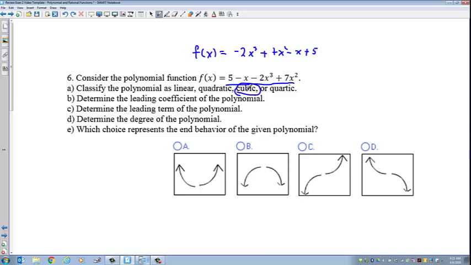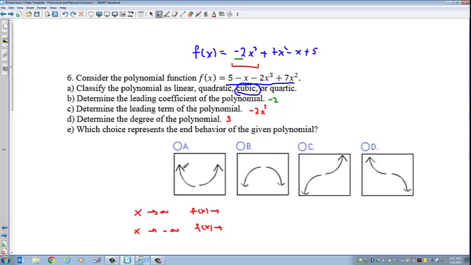It has degree 3. The leading coefficient, of course, is negative 2. The leading term is the term with the highest degree here, so it's this term right here, so that's negative 2x cubed. And then the degree of the polynomial is obviously 3. And then what choice represents the end behavior of this polynomial? So, it's basically saying, hey, as x goes to infinity, what does f of x do? And as x goes all the way to the left, so as x goes to negative infinity, what does f of x do? There are 2 ways to do this.